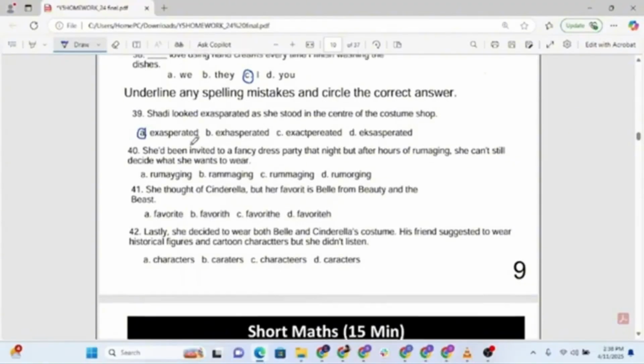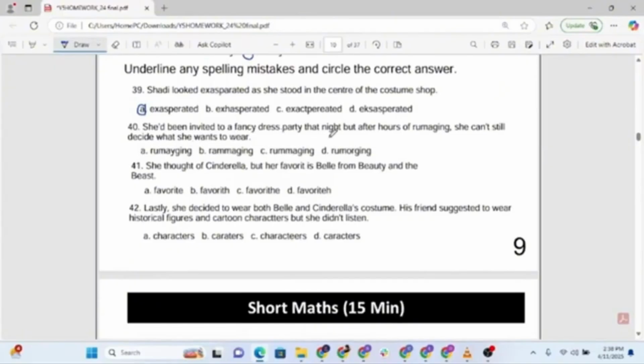Question 40. She'd been invited to a fancy dress party that night, but after hours of rummaging, she can't still decide what she wants to wear. The correct answer is option C, rummaging. Explanation. The correct spelling is R-U-M-M-A-G-I-N-G. The other provided spellings are incorrect.